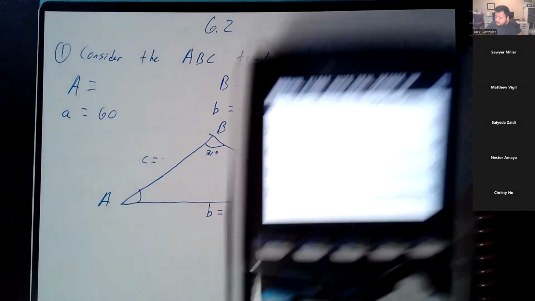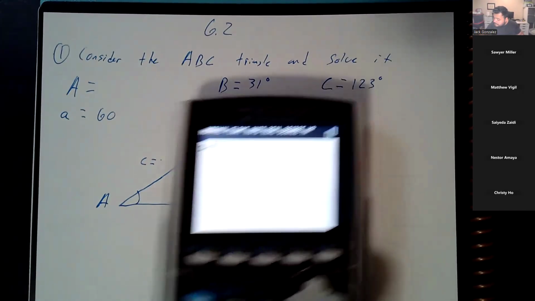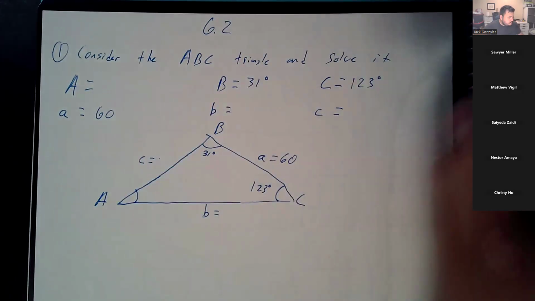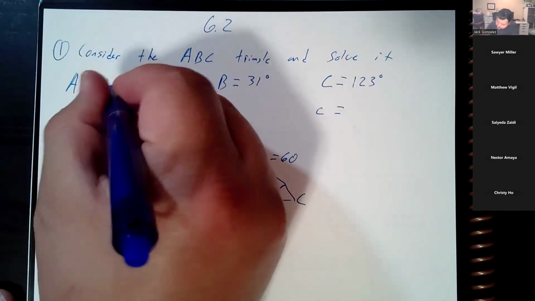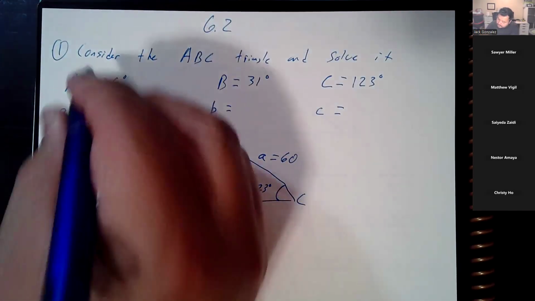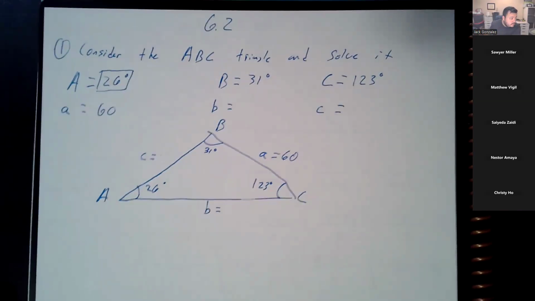So that's the easiest part, right? Looks like 26. I'm gonna box the ones that we find so I don't forget what we solved.